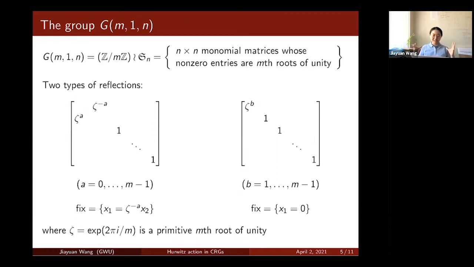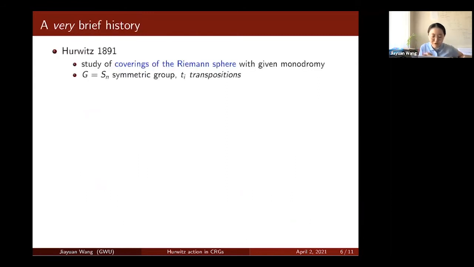So that's what complex reflection groups are. And now let me give you a little overview of the history in this area. It all started with Hurwitz in 1891 in his study of the coverings of the Riemann sphere with given monodromy. So he studied transposition factorizations in the symmetric group.